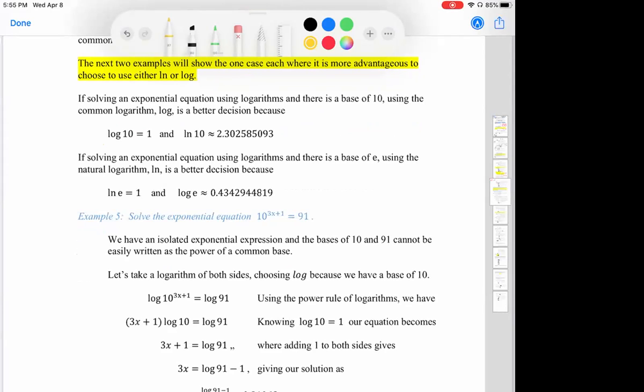The reason for that is because log base 10 of 10, we know that gives us 1. But ln, that's a base e. This is log base e of 10, and it'll provide us with a different answer. If solving an exponential equation using logarithms, there is a base of e, using the natural logarithm ln is a better decision. Again, ln of e is log base e of e. They make 1, right? But if I do log base 10 of e, we get a slightly different answer. So we want to work with whichever is going to, using our log properties, essentially make 1 or give you a natural number instead of a decimal number.